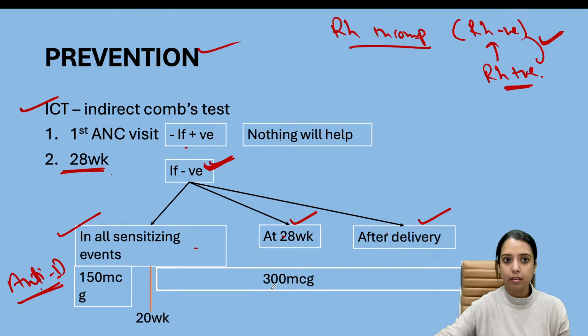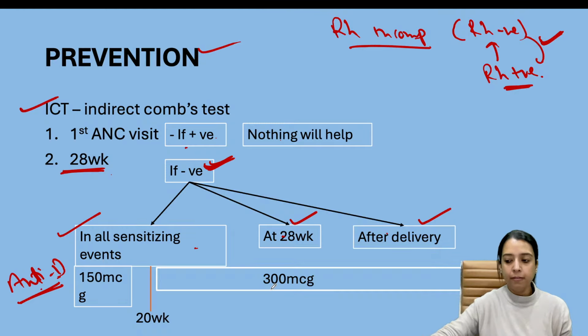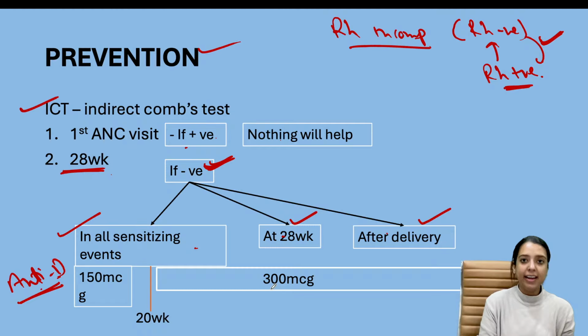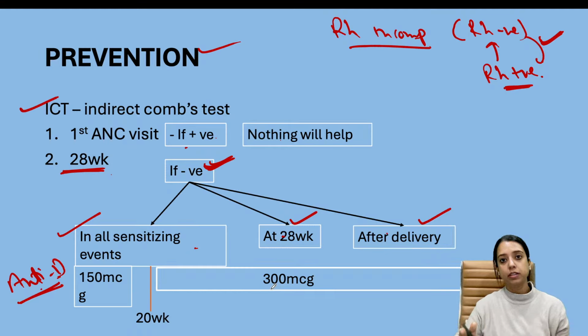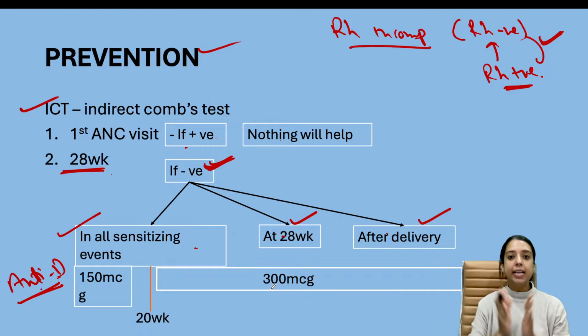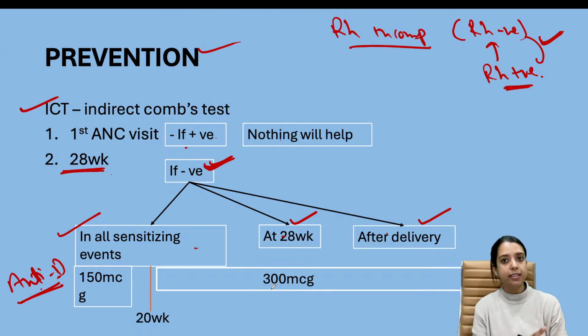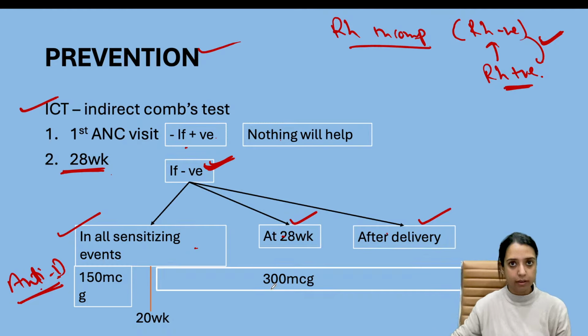Okay? So first of all, my ICT should be negative. When is ICT done? ICT is done at the first visit and also repeated at 28 weeks. If the ICT is positive, prevention will not help. If ICT is negative, I will give anti-D at 28 weeks. I will also give anti-D if there is any sensitizing event. I will also give anti-D after delivery, within 72 hours of delivery.